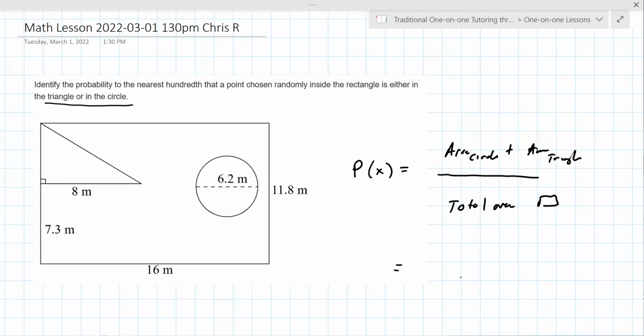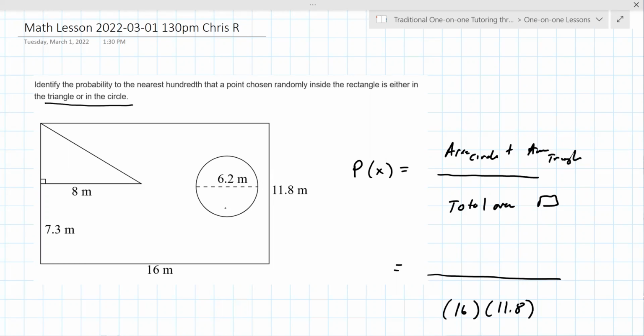Okay, so let's go with the rectangle first. The area of the rectangle is 16 times 11.8. Now, if you've got that Desmos calculator open, the scientific one we've been using, we're just going to enter the calculations in here.